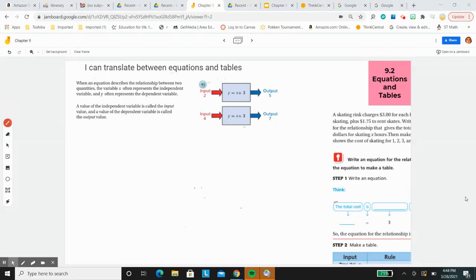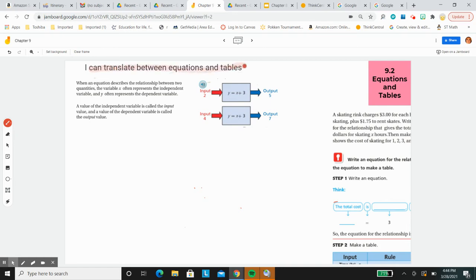Hi, boys and girls. Today we're going to be doing lesson 9.2, equations and tables. In the last lesson, lesson 9.1, we discovered what an independent and a dependent variable is. The independent variable comes first, and it is usually applied with a constant of some kind. And it has to happen because the dependent variable is dependent on it. So we're going to take this to the next level, and we're going to translate between equations and tables today.